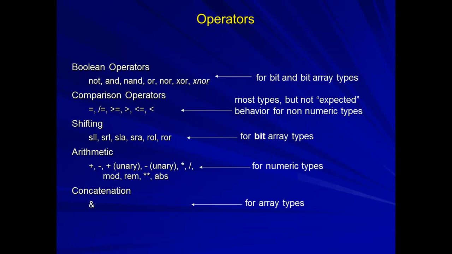The second type of operation we can perform on data objects is comparison. Comparison means comparing two values, whether they are equal, less than, or greater than. Hence, these operators are equal, not equal, greater than or equal to, greater than, less than or equal to, and less than. Most of the data types for comparison operators are numeric, but they do not give the expected behavior for non-numeric types. The next important operators are shifting, to shift the data to the left side or right side.